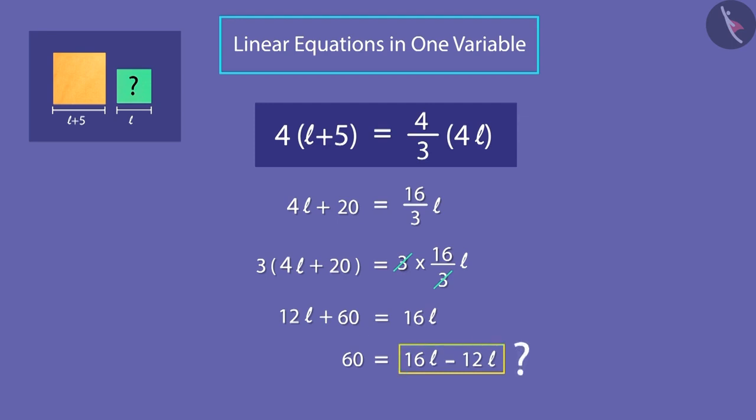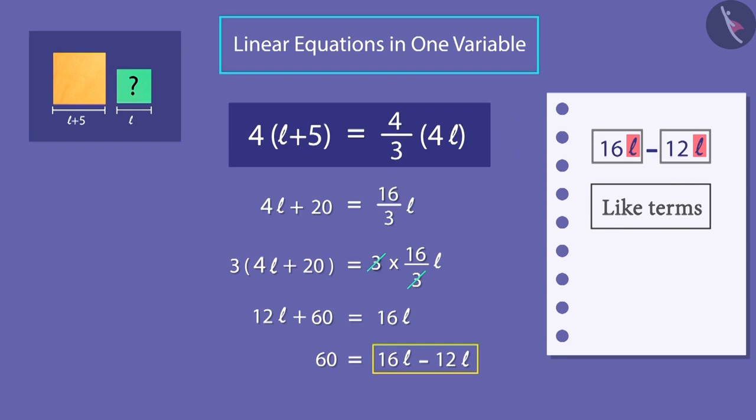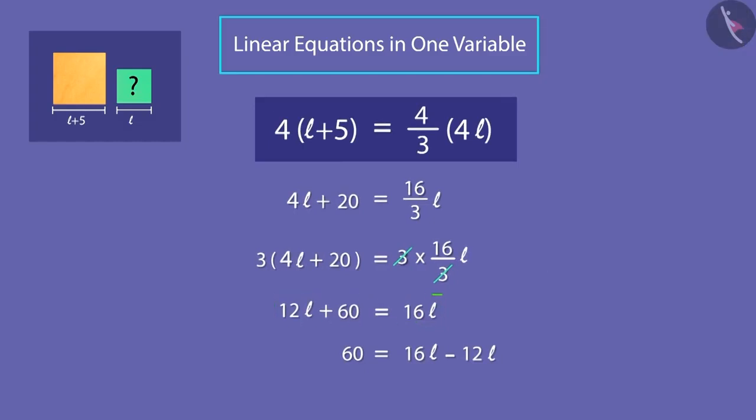Can we subtract 12L from 16L? Yes, we can do that. The common variable in both expressions is L. We have read in the previous grades that such terms are called like terms. And we can either add or subtract them. So when we move 12L to the right side of the equation, we can subtract it from 16L because they are like terms. Now we get an equation of a known form.